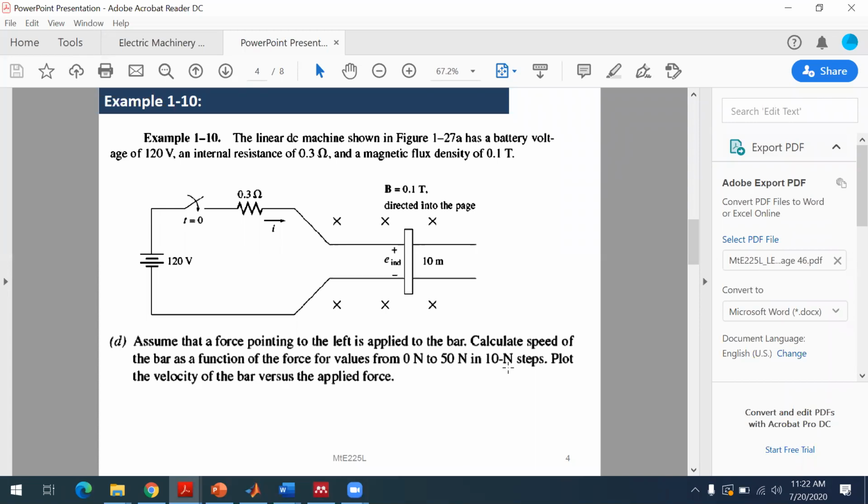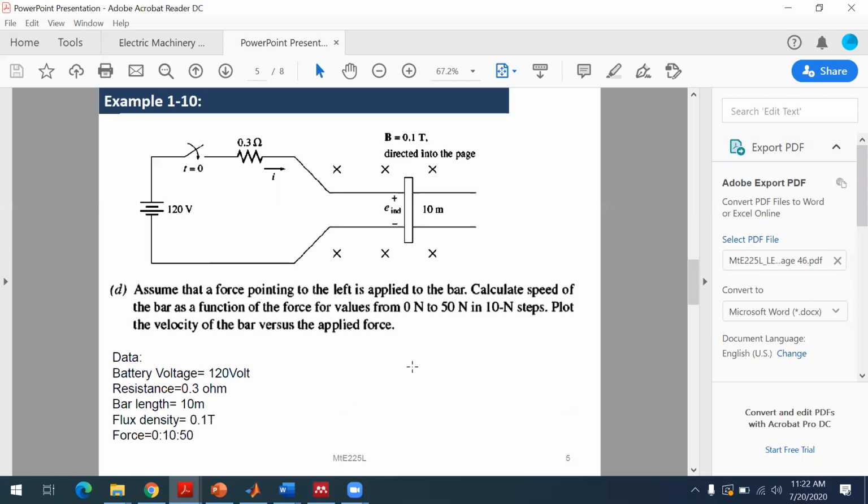the question is: plot the velocity of the bar versus the applied force. So basically the velocity that is exerted on this bar through that force, which is pointing towards the left, starts from 0 Newton and ends at 50 Newton in the step interval of 10, right? So basically, let's treat it like an example.